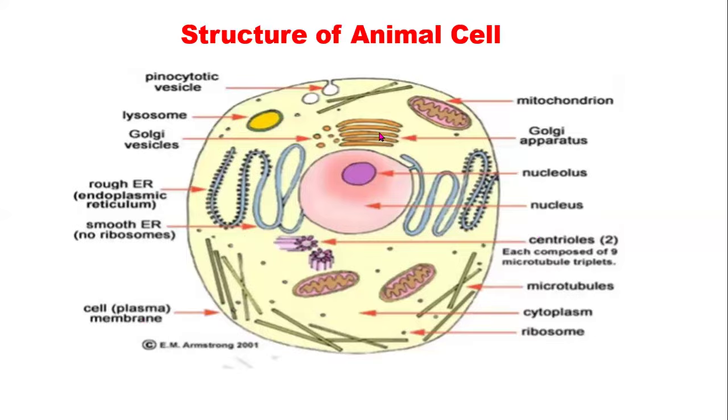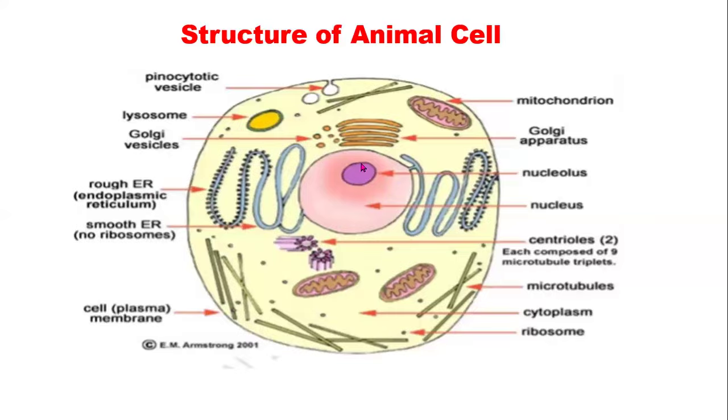Another part of the cell is the cytoplasm, which is the cell environment. It houses so many organelles. As you can see, it has mitochondria, Golgi apparatus, lysosomes, Golgi bodies, and Golgi vesicles. You can see centrioles, the endoplasmic reticulum, both smooth and rough, the ribosomes, and the microtubules. All of these organelles have their functions.